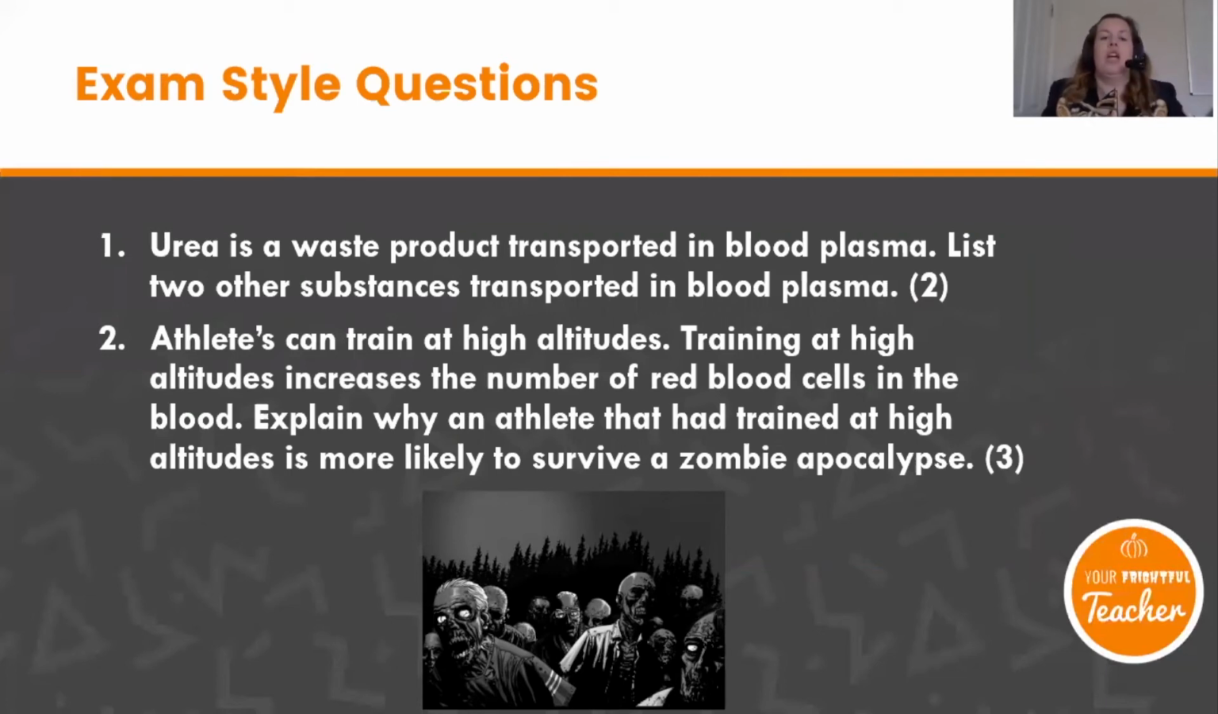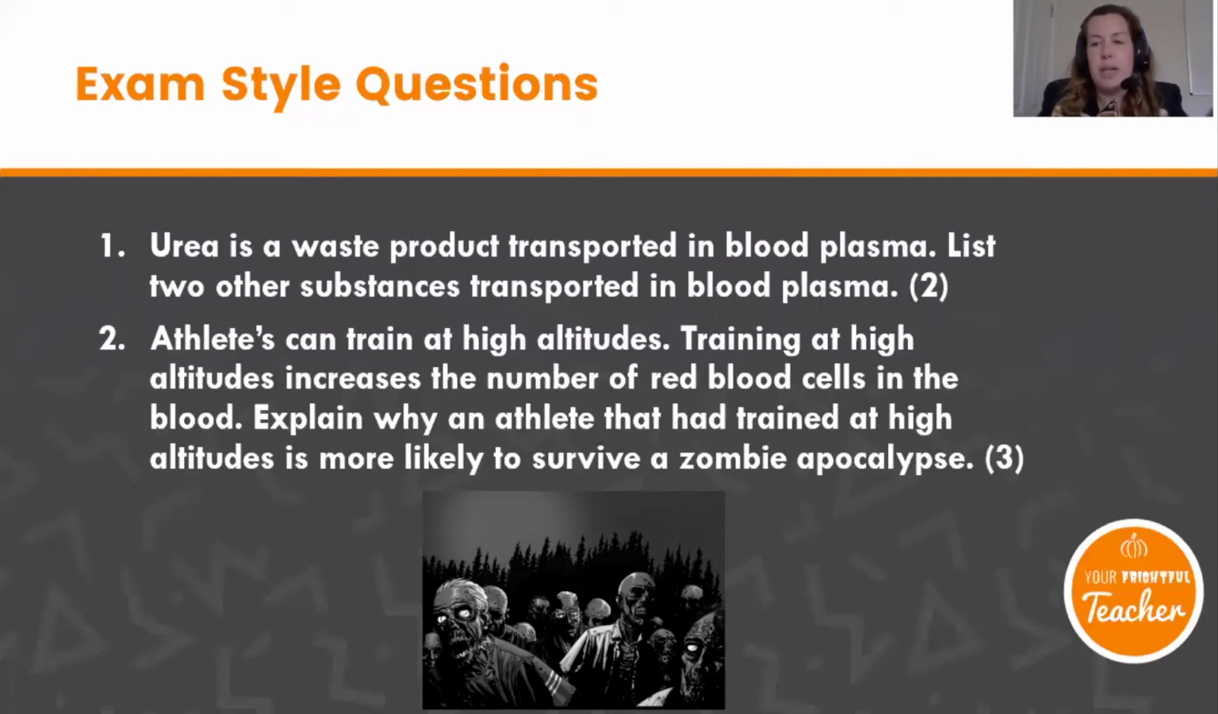Urea is a waste product transported in blood plasma. List 2 other substances transported in blood plasma. That's 2 marks, 1 for each thing you get. And then the next one, slightly harder. Athletes can train at high altitudes. Training at high altitudes increases the number of red blood cells in the blood. Explain why an athlete that had trained at high altitudes is more likely to survive a zombie apocalypse.